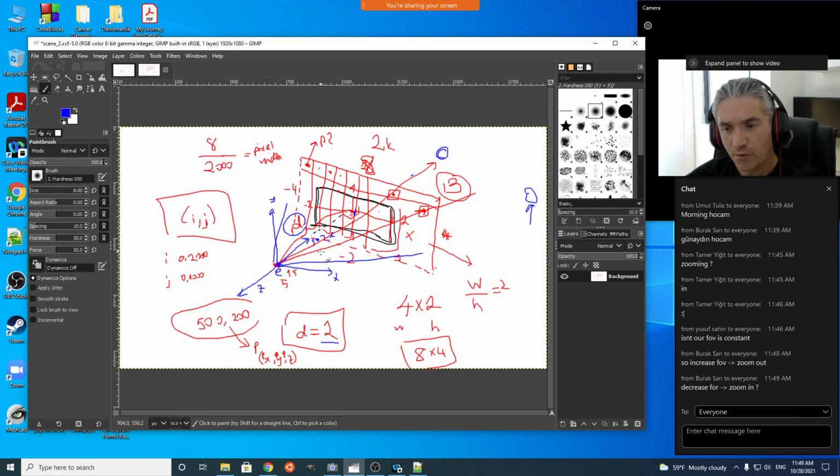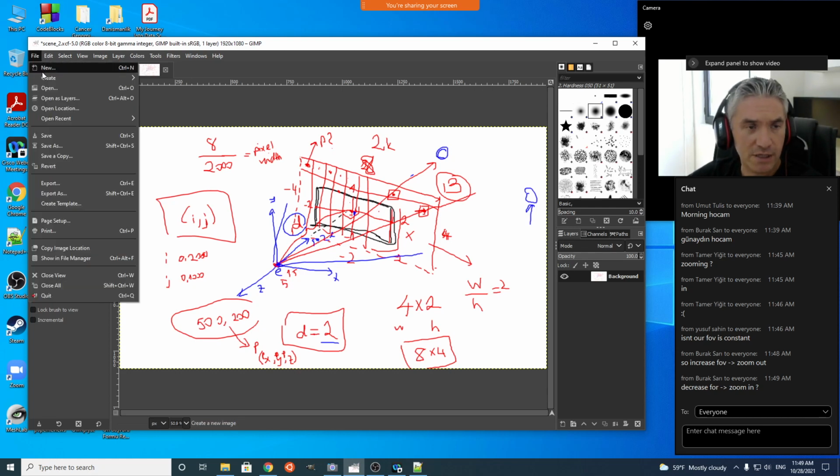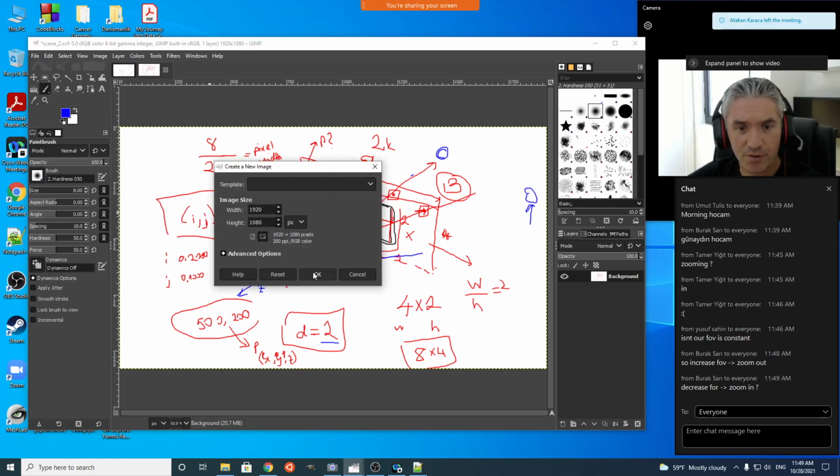So for zooming in, we increase D. So the field of view is decreased in zooming in. So when we are zooming in, the field of view is decreased. And considering this distance, when this distance increases, you can actually look at this. Just try to compute the angle here.